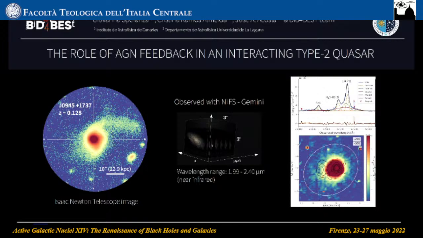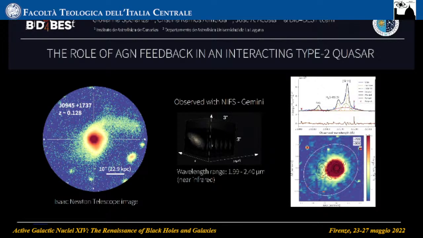Hi all, I am Giovanna Speranza. I am a PhD student from the Instituto de Astrofísica de Canarias, and I'm doing the PhD under the supervision of Cristina Ramos and José Acosta, as part of the BID for BEST project. My poster is about the role of AGN feedback in an interacting type 2 quasar, and you can see the source on the optical image on the left, and you can appreciate the well-extended tidal tail structure that is a clear signature of a recent or past interaction.